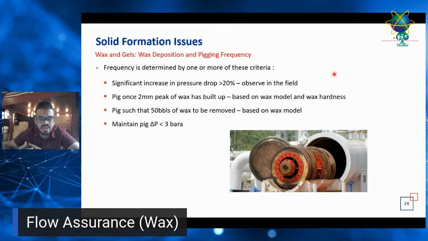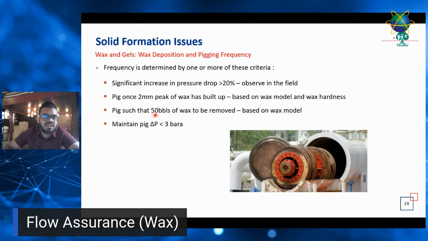Maybe there's a solid formation in the flow line, so there's a big pressure drop. And we pick once the 2 mm peak of wax has built up. But we cannot actually measure the 2 mm on site. We can only conduct a simulation in order to predict the thickness. We cannot measure the thickness at site. This is through modeling, based on the wax model.